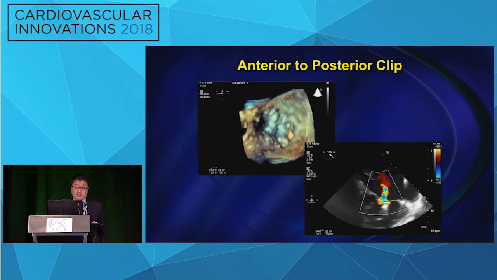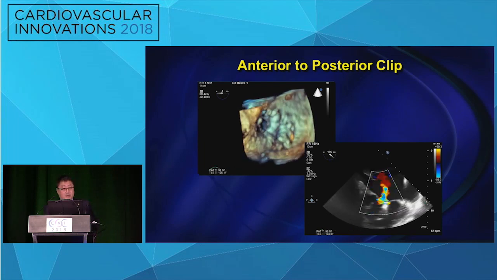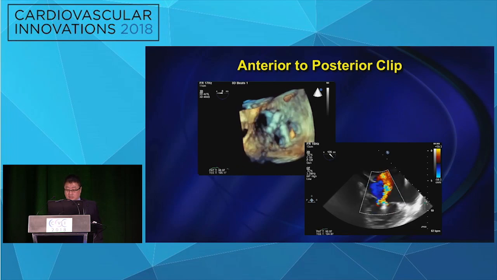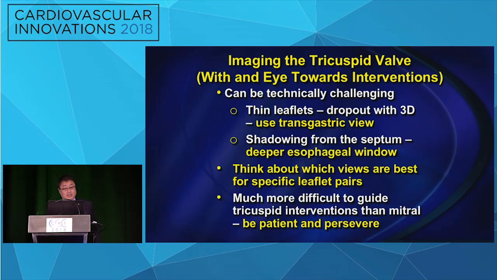And here you see we've grasped both the septal and the anterior leaflet and the anterior to the posterior leaflet. So it can be done, but it's technically challenging. If you have thin leaflets with dropout on 3D, use your transgastric view. That'll help you a lot.